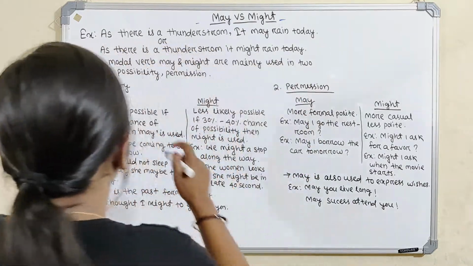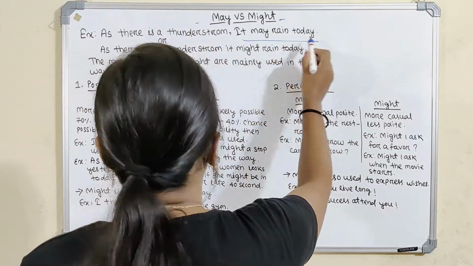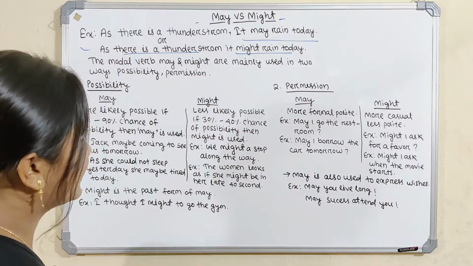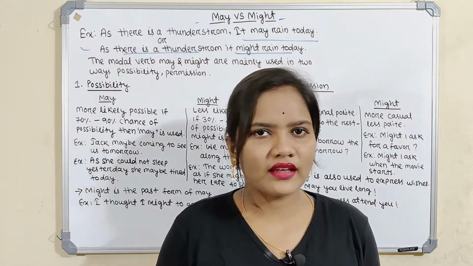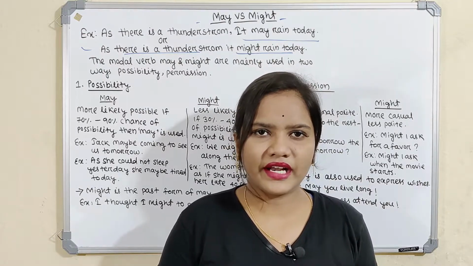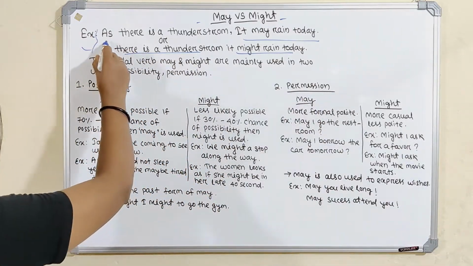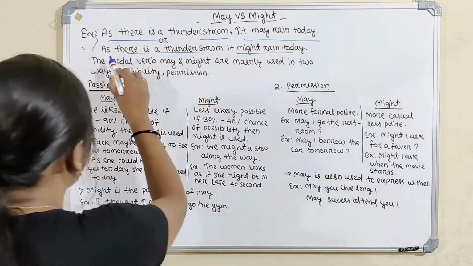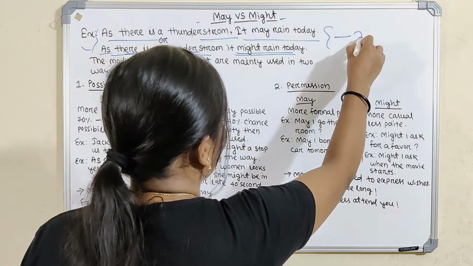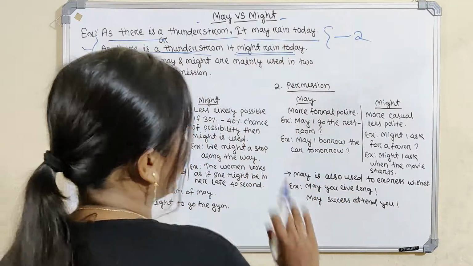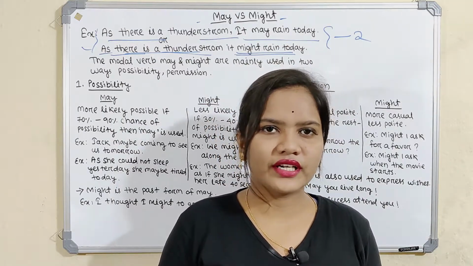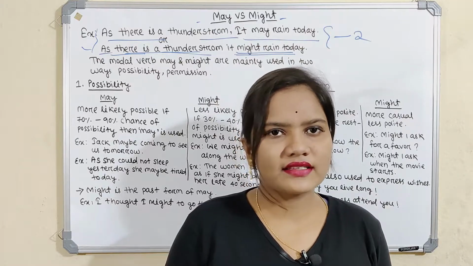Okay, let's start. As there is a thunderstorm, it may rain today. As there is a thunderstorm, it might rain today. These are two sentences. We can generally use may in daily life, but may and might are similar to each other. So in which cases are may and might used? Don't worry, at the end of the lesson you will get the answer.